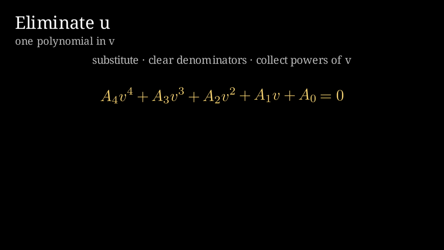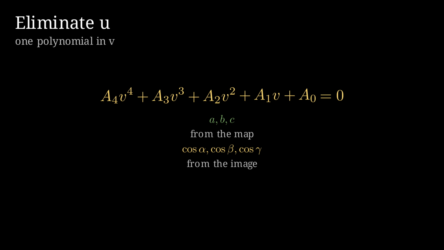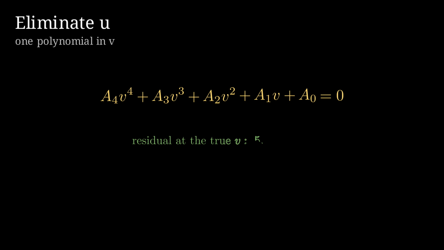What comes out the other side is one polynomial in V alone. A4 V to the fourth plus A3 V cubed plus A2 V squared plus A1 V plus A0 equals 0. A quartic, degree 4. Every coefficient is built from things we already hold. The three side lengths from the map, the three cosines from the image. Here they are on screen. I won't read them to you, but I will tell you they're checked.